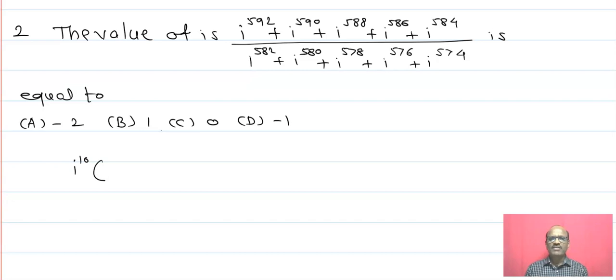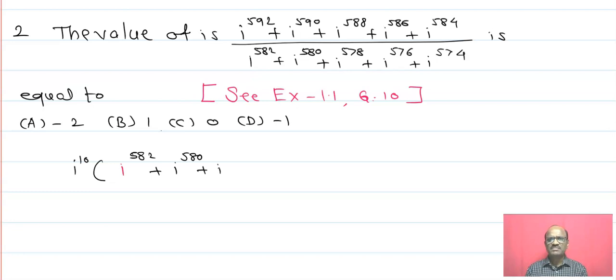Next, the value of (i raised to 592 + i raised to 590 + i raised to 588 + i raised to 586 + i raised to 584) divided by (i raised to 582 + i raised to 580 + i raised to 578 + i raised to 576 + i raised to 574) is equal to. Now we have seen this type of example in exercise 1.1, question number 10. In that exercise, we have solved this example.